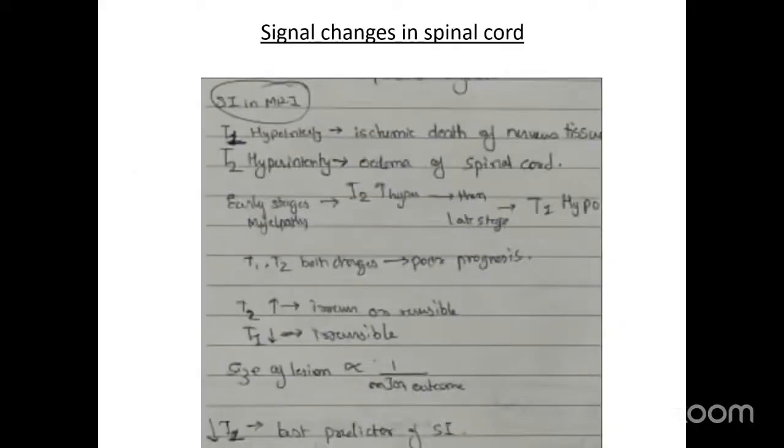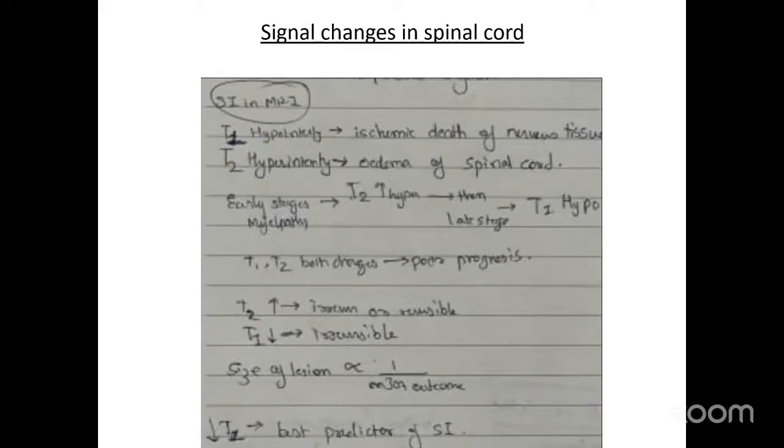So this is, in a nutshell, MRI, about signal changes in MRI in the cervical spine. It's the cervical spinal cord, right? Exactly. So we know that in MRI there are T1 and T2 images, right? There are two types of images we get. So T2 hyperintensity suggests edema of the spinal cord, and T1 suggests ischemic death of nervous tissue.